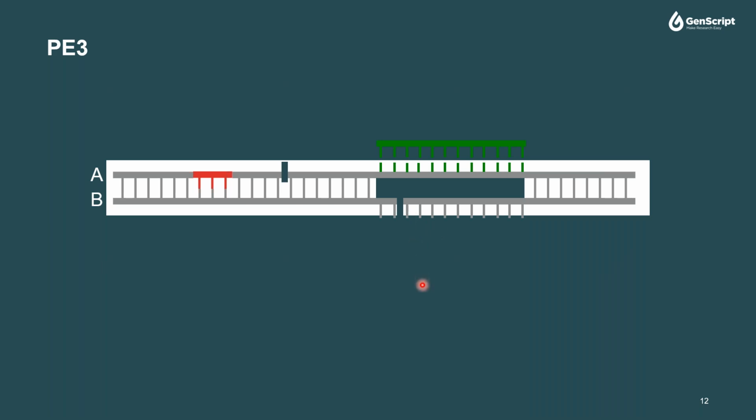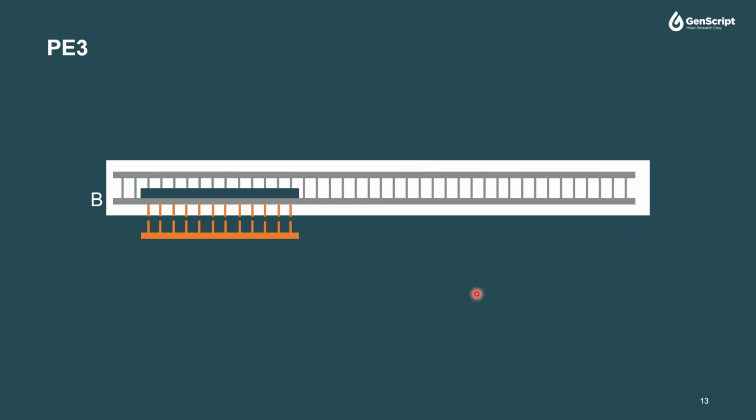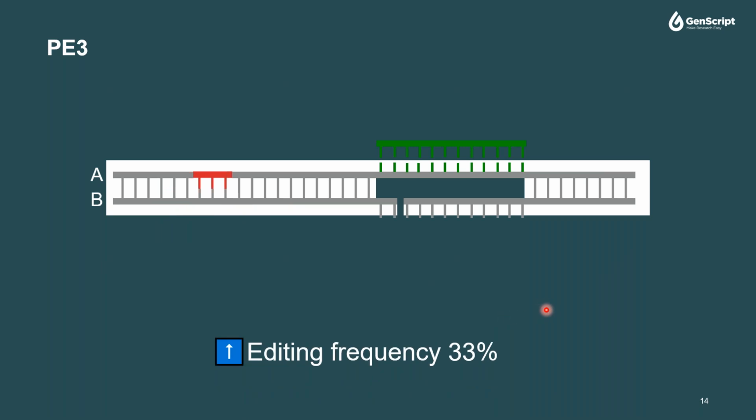The cell's endogenous mismatch repair mechanisms will expand this insertion, remove the mismatched bases on the B strand compared to the A strand, leaving behind the A strand. The cell's own repair process will then generate our successfully edited double-strand DNA. And the editing frequency can be up to 33% with PE3.